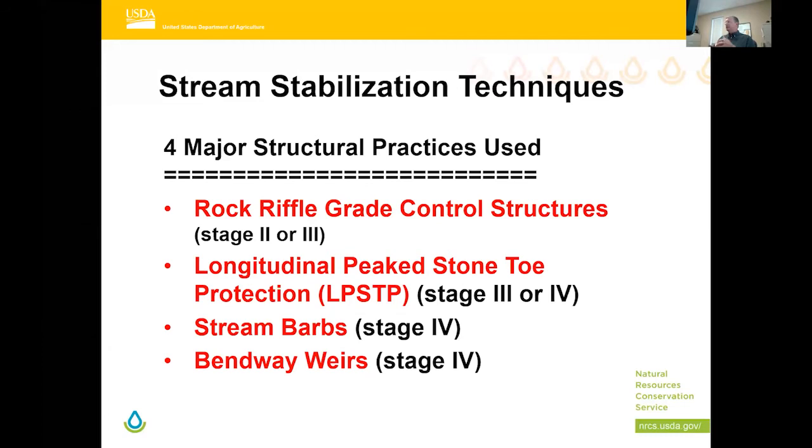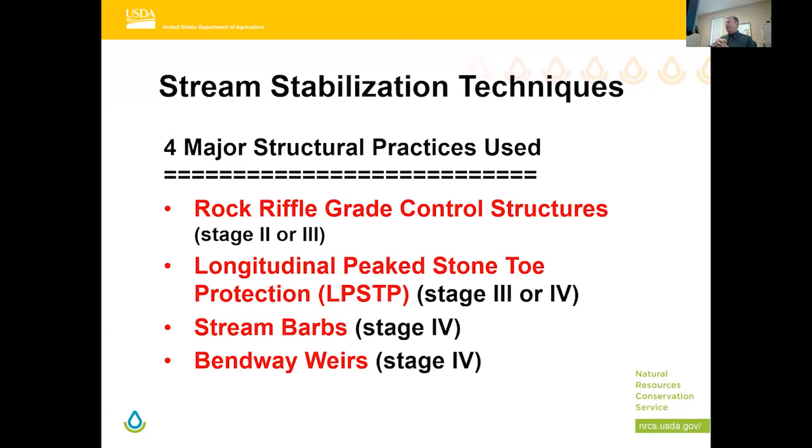Longitudinal peak stone toe protection is for channel stage model 3 or 4 channels. And this is an effort to stabilize the bank itself. So it's a lot of times used in conjunction with rock riffles. When you stabilize the bed, now you can work on the actual bank and perhaps protect something that's trying to meander into some place that you don't want it to.